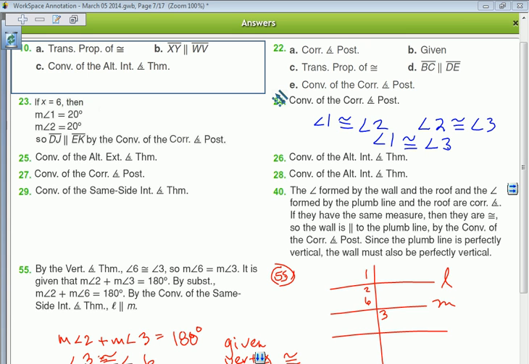That is the converse of the same side interior angles being supplementary. So the converse says, if this is true, then they must be parallel. The regular one says, if they're parallel, this must be true. So the converse switches the if and the then part, the hypothesis and the conclusion. It switches the P and the Q.